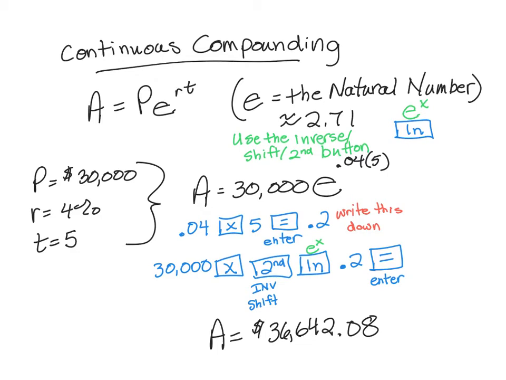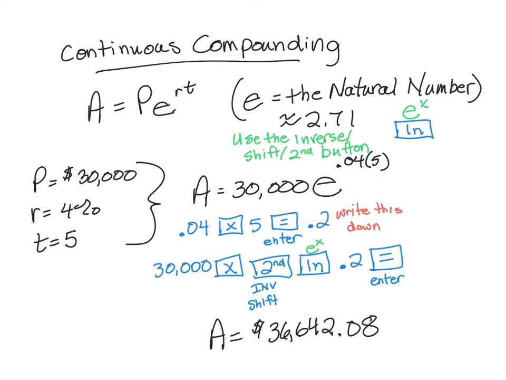So you're going to say P, you're going to put in the value, you're going to hit the inverse LN to get the E, and then it's going to ask you for an exponent. You need to have already multiplied out the RT. You can do it without having multiplied it out already, but it's easier to just multiply out the RT and write it down, okay? So 0.04 times 5 gave me 0.2.